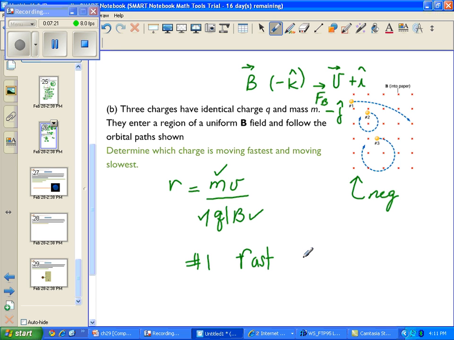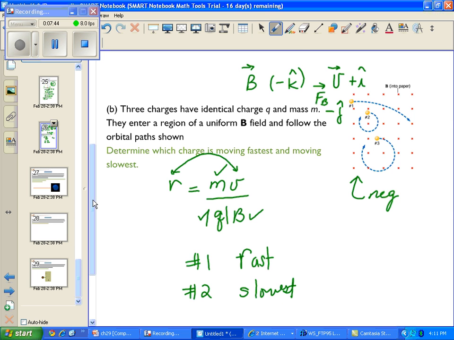Number 1 has the biggest R, and it has the biggest V, since these two are proportional to each other. When we look at number 2, you can see that number 2 has the smallest radius, and therefore it must be the slowest, again, because of that proportionality.